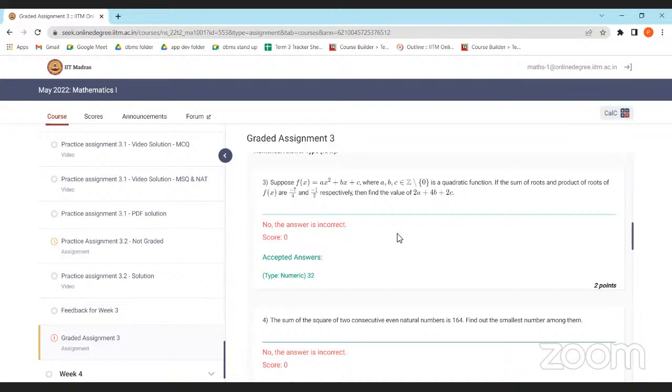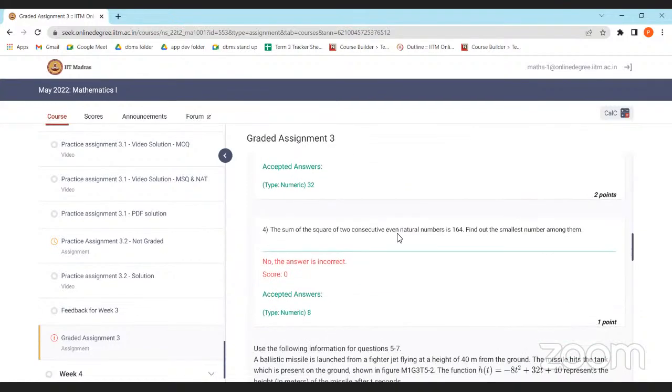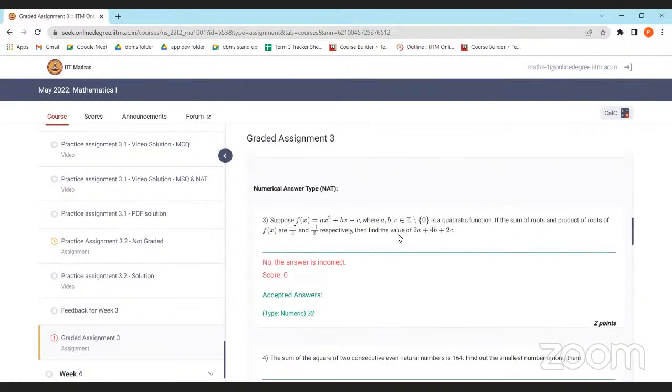Sir, I am having the same question as yours. Question number 3, sir. Mine also was wrong because of this. Sir, can you please solve these for us, the third and eighth? It would be helpful. Please try. Let's solve this third one.